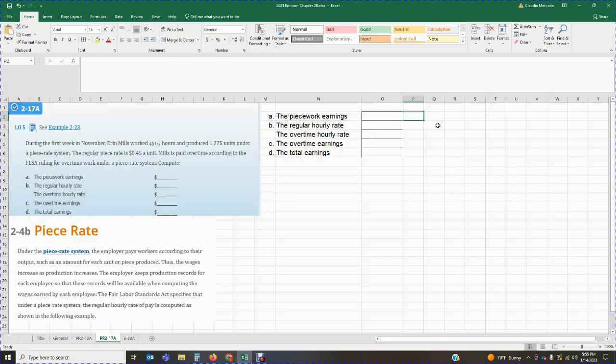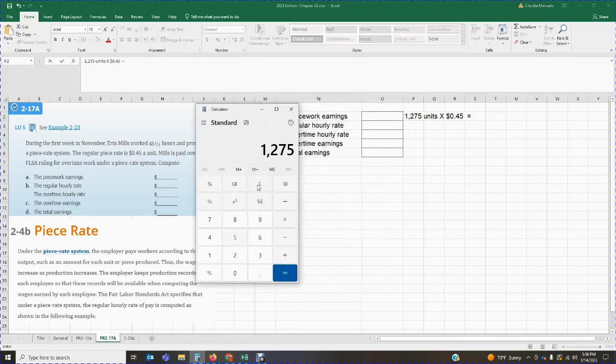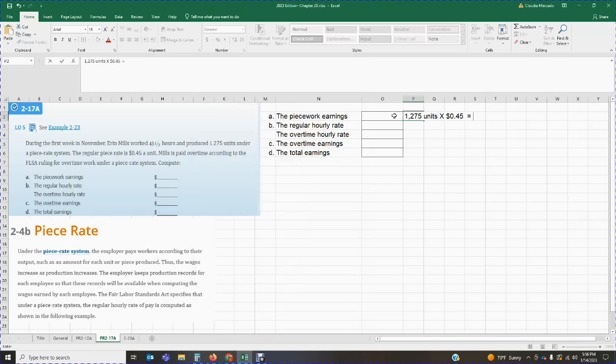Well, according to the problem, this particular employee produced 1,275 units, and the employees get paid 45 cents a unit. So we multiply the number of units produced times the rate. So we've got 1275 times 0.45. That gives me $573.75. That is based on their production.